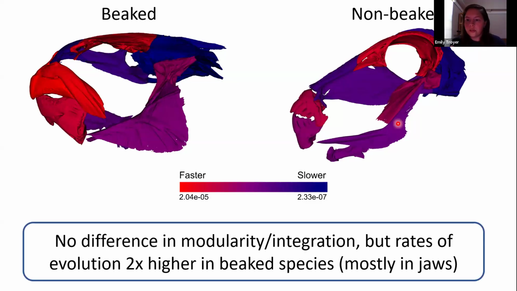While we find no difference in the degree of skull modularity and integration between our beaked and non-beaked skulls, we do find substantially faster rates of evolution occurring in beaked species. Here are the skulls of an example beaked and a non-beaked tetraodontiform, and I've color-coded each bone according to its evolutionary rate. You can see in the jaws of the beaked species, especially the premaxilla, maxilla, and dentary, the evolutionary rates are approximately twice as fast in beaked species compared to non-beaked species.